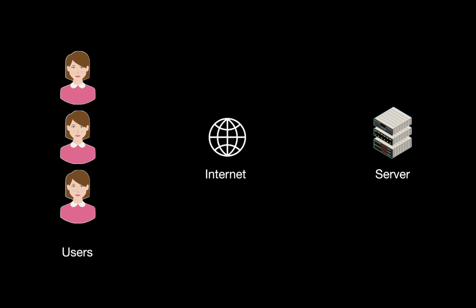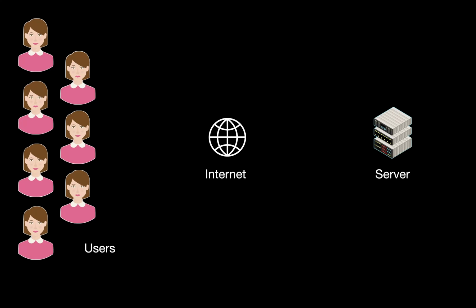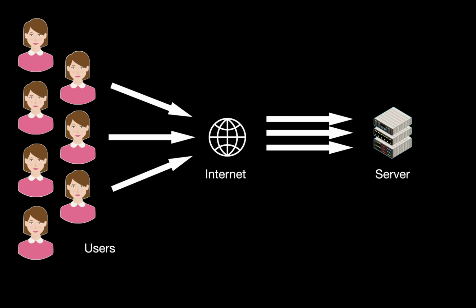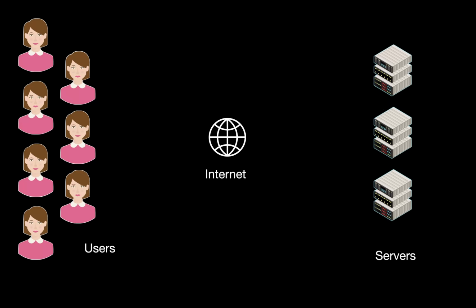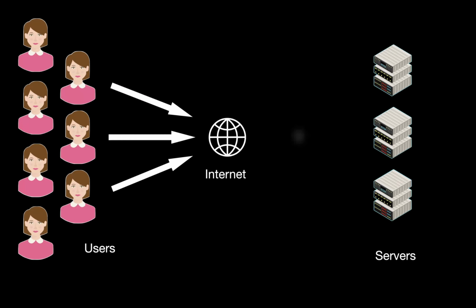Now, suppose the number of users increases significantly. As more and more users send requests, the server starts to get overloaded. When this happens, it may slow down, or even fail to respond to some requests. To solve this issue, we will add more servers. But that brings up an important question. How do we distribute the requests across these servers?